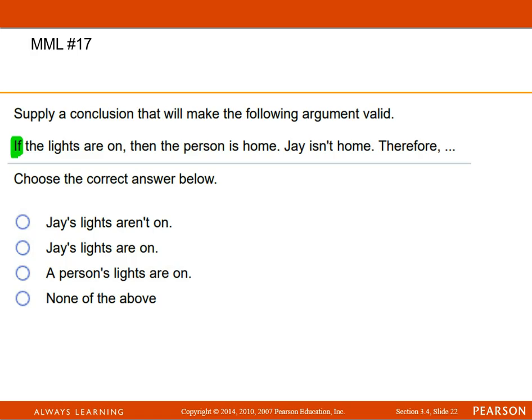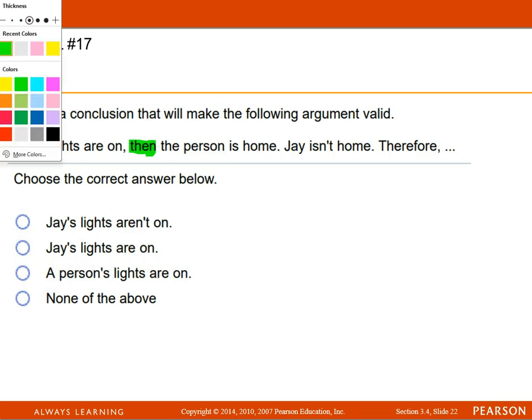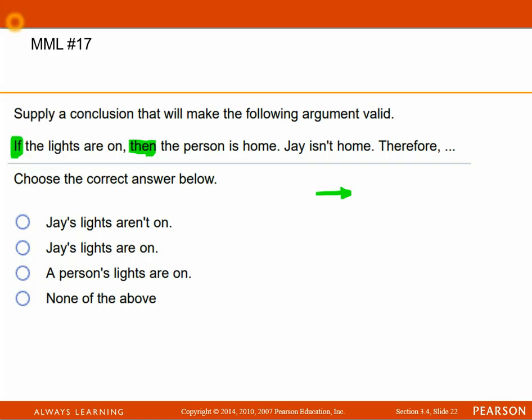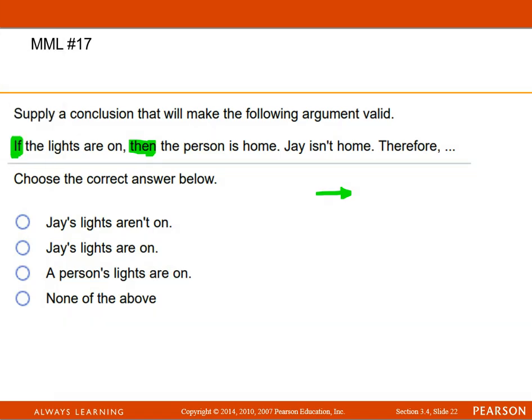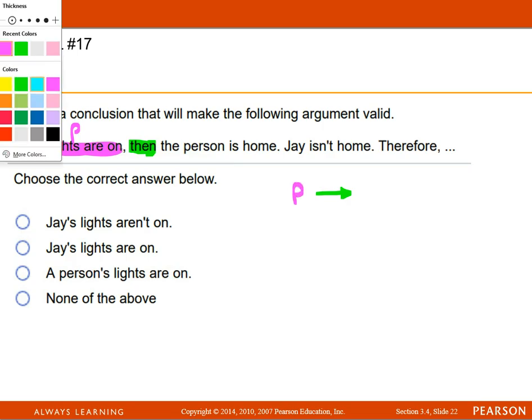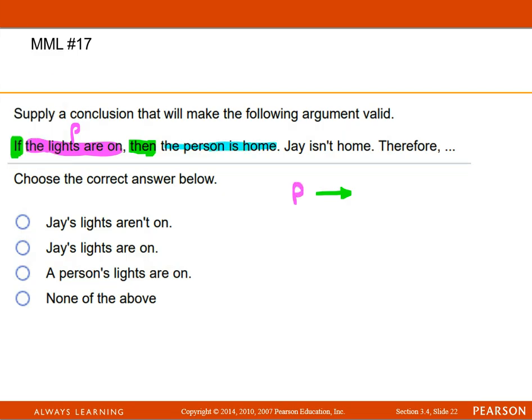The argument starts with an if. It says if the lights are on, then the person is home. So I know that I have an if-then arrow here. If the lights are on, we're going to highlight that as P. So if P, then the person is home, and that'll be my Q. So if P, then Q.